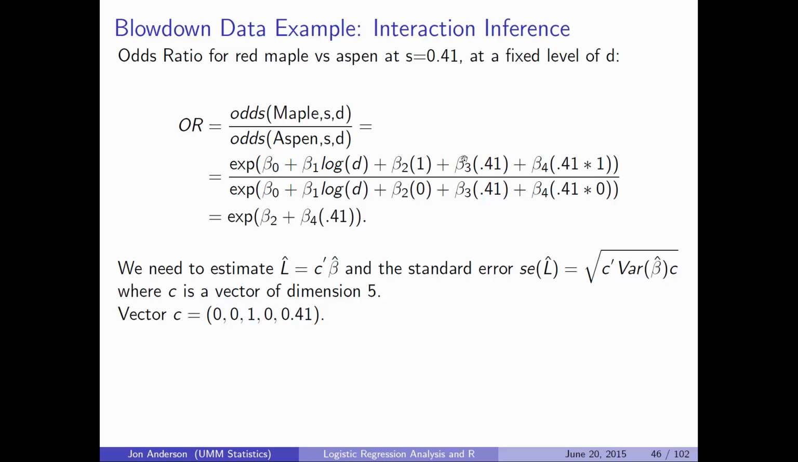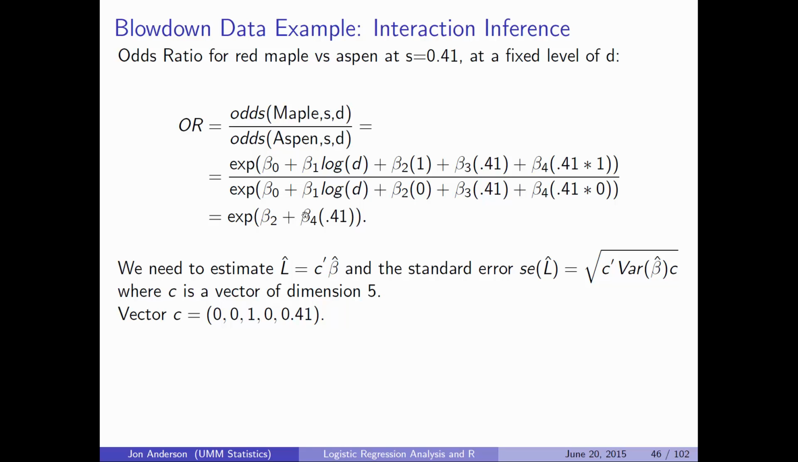Severity is what multiplies beta 3, and then the interaction piece is the severity S times the indicator value for red maple, which is 1 up here in the numerator, and multiplying the indicator for red maple, which is 0 in the denominator because we're dealing with aspens. When we cancel out the terms like beta 3 and beta 1 and the intercept beta 0, we're left with a beta 2 term and a beta 4 times 0.41.